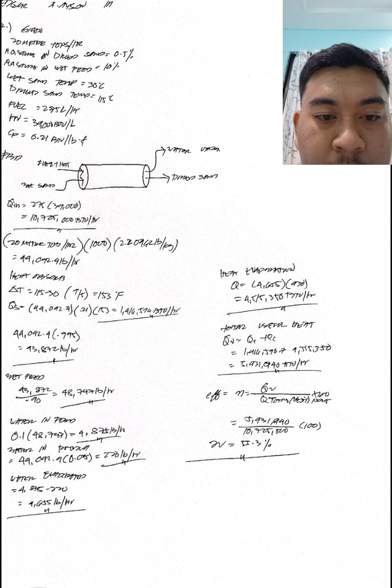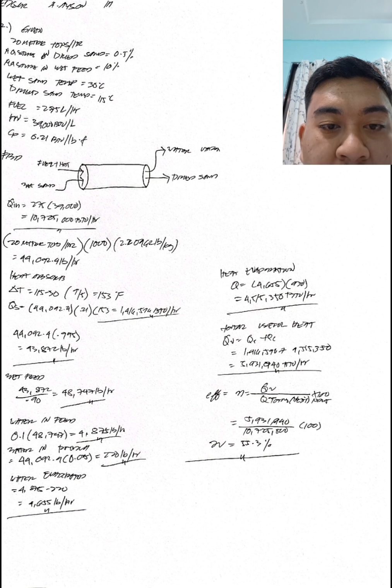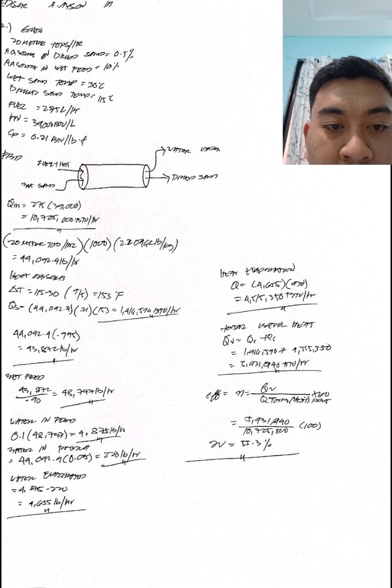So in number 2, a rotary dryer produced 20 metric tons of dried sand with 0.5% moisture from wet feed with 10% moisture. The wet sand enters at 30 degrees and leaves at 115 degrees Celsius. The fuel consumption is 275 liters per hour at 39,000 BTU per liter. The Cp of sand is 0.21 BTU per pound per degree Fahrenheit. Find the dryer efficiency.